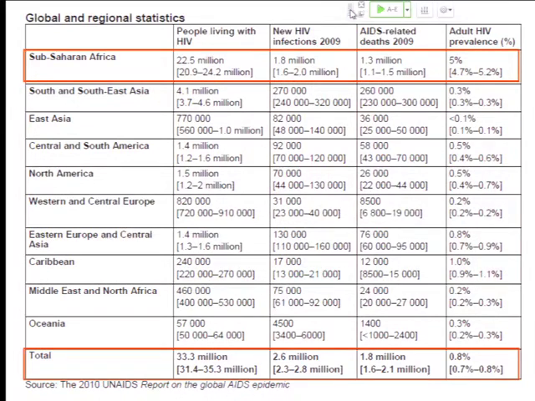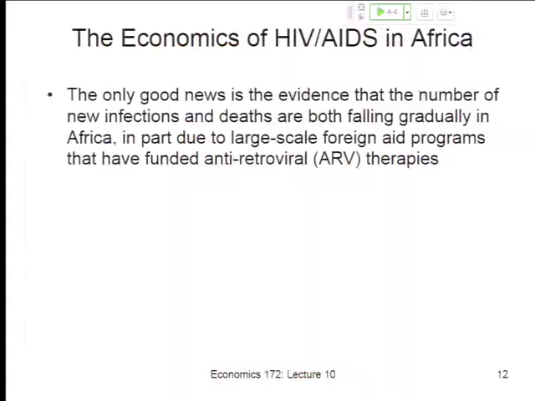Okay, the only good news that we have is that the number of deaths and new infections are falling gradually. So they peaked about a decade ago, or a little more, but in the early 2000s, they were just rising and rising and rising. As someone who was doing research in the field and working in this area of health and development in Africa at the time, there was a notion like, how is this going to end? I mean, it was just getting worse every year over time.